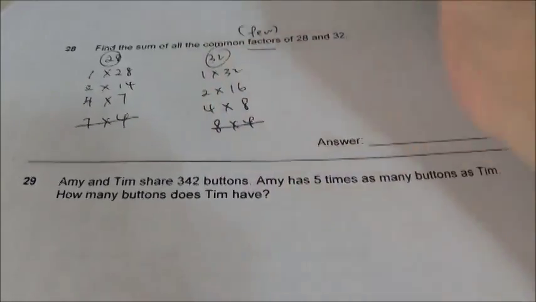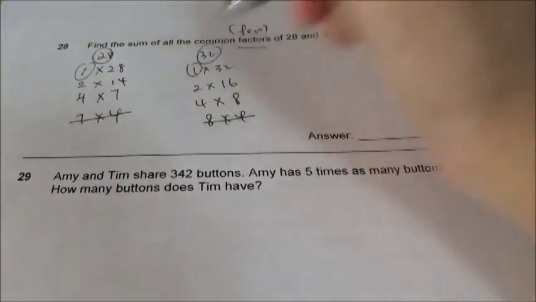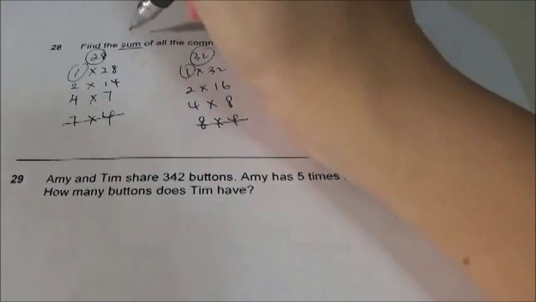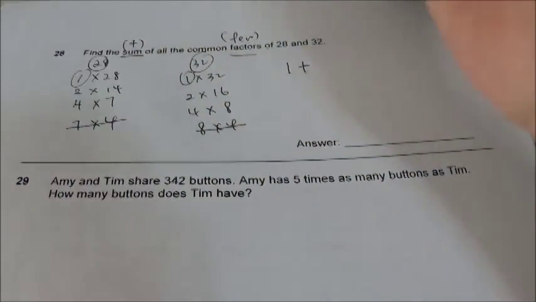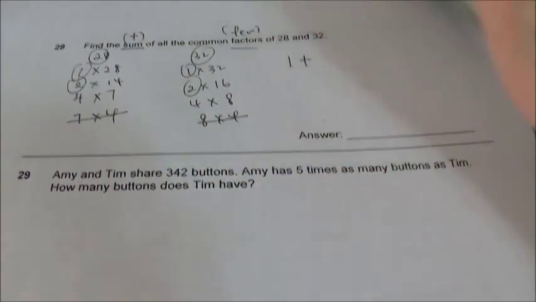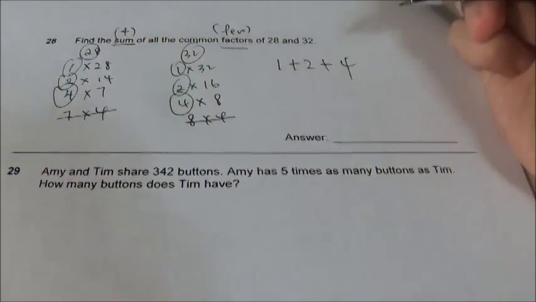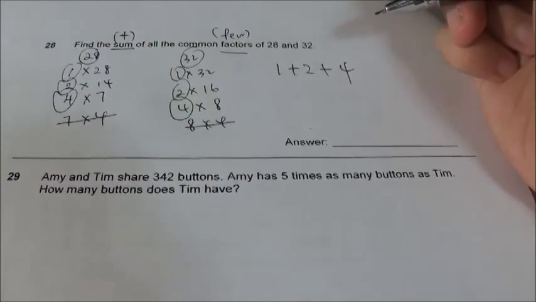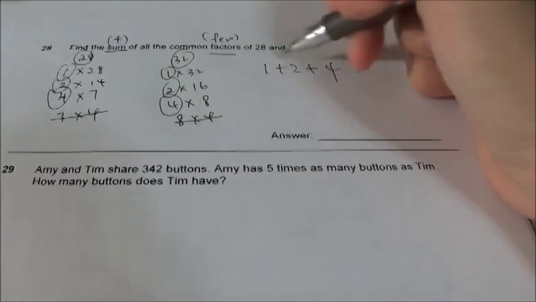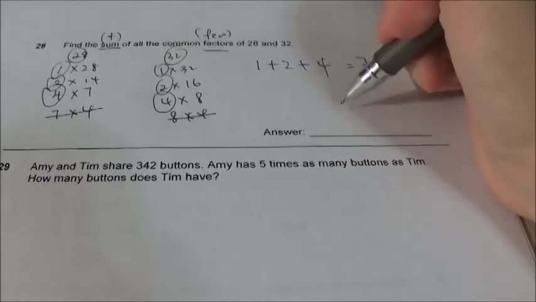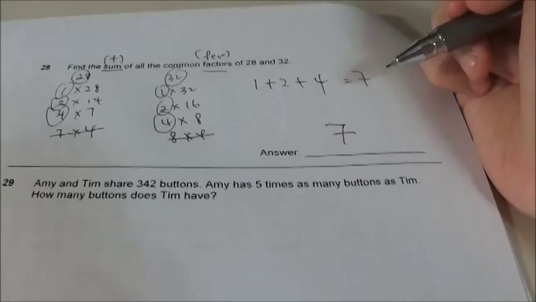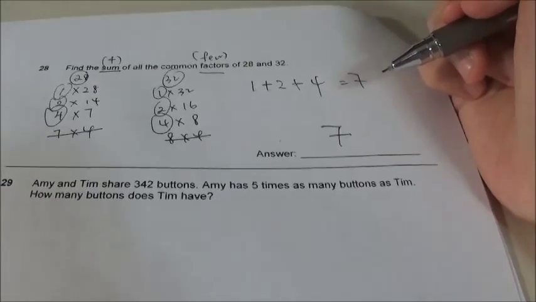Okay, what are the common factors they have? 1, and because we have to find the sum, we must add them all together. 1 plus 2 plus 4. That's it. There are no more other common factors. So 1 plus 2 is 3, 3 plus 4 is 7. So question 28, my answer is 7.